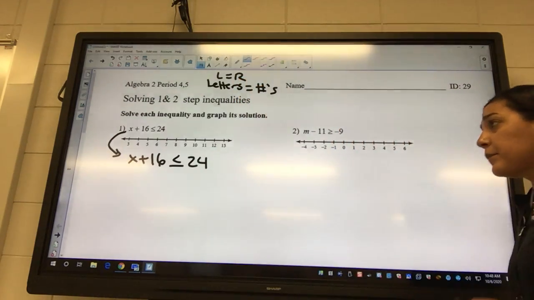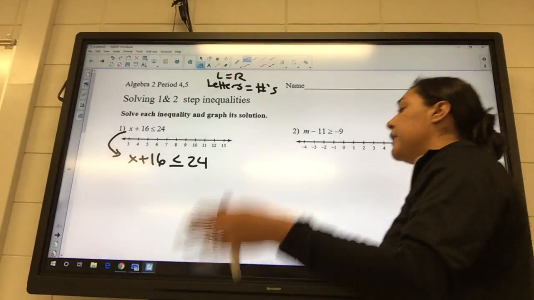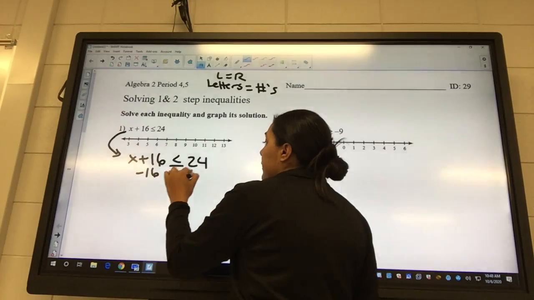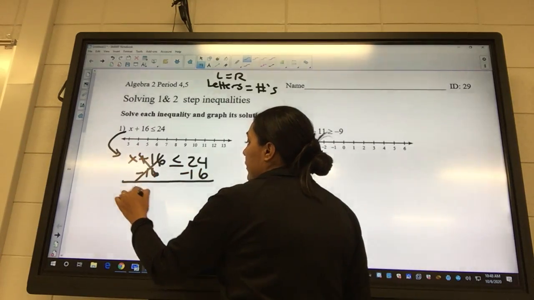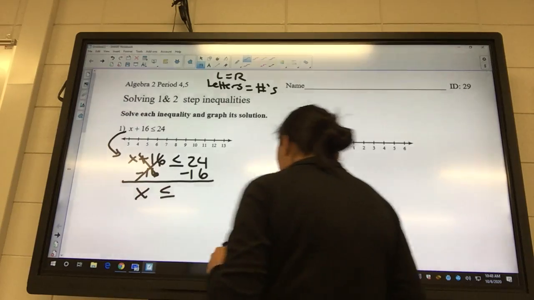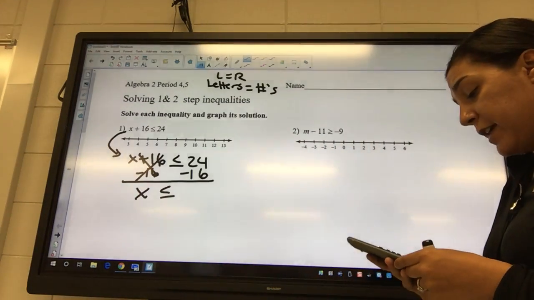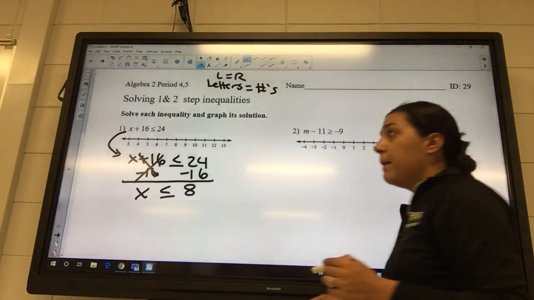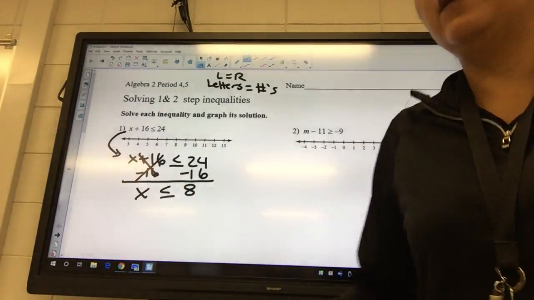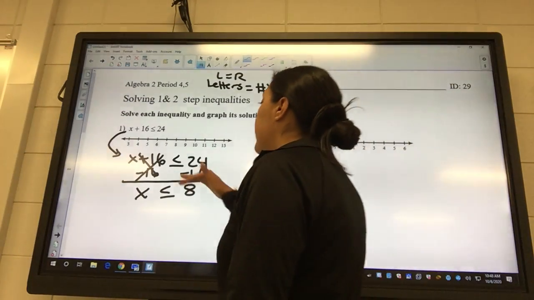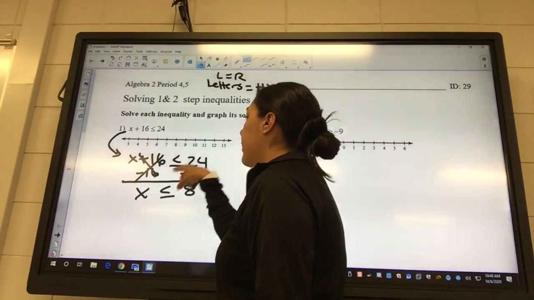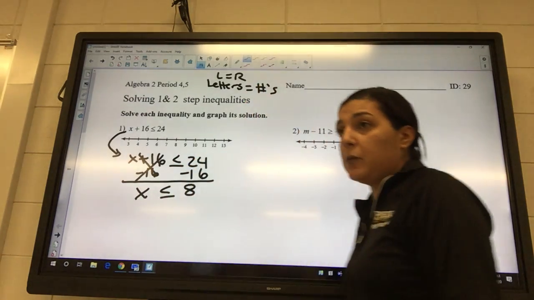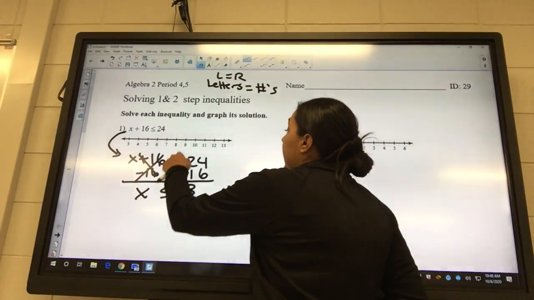So, x plus 16, I'm trying to get x by itself. So I have a plus 16, so I need to minus 16 from both sides. So x, and we have this symbol, we're going to drop down. And then I got 24 minus 16 is going to be 8. Okay, that wasn't too bad because it's just a one step. It's literally no different than solving equations. The only difference is I have the less than or equal to, greater than or equal to symbols in place of an equal sign. So my x equals 8.